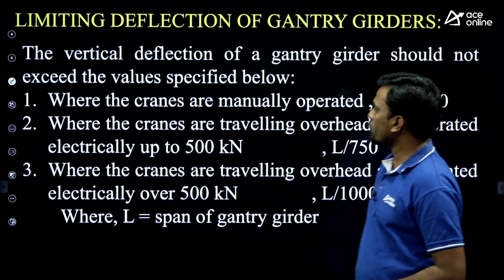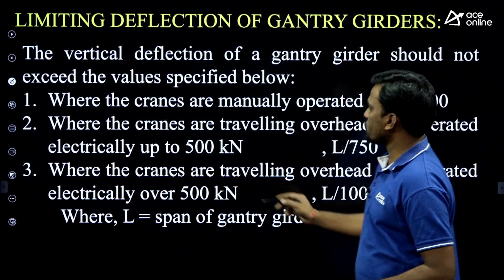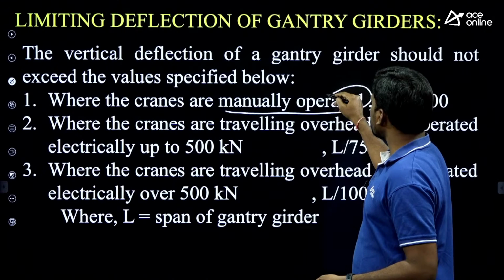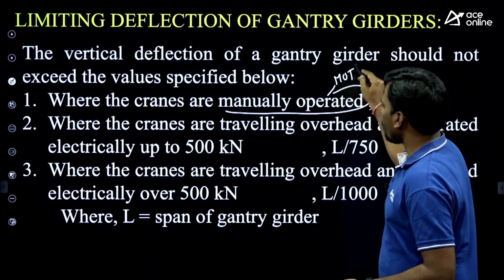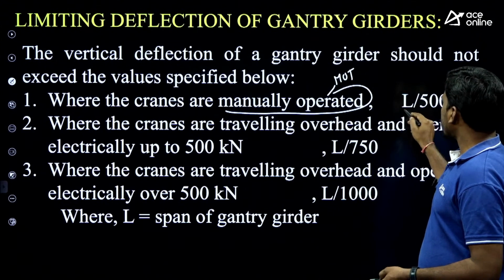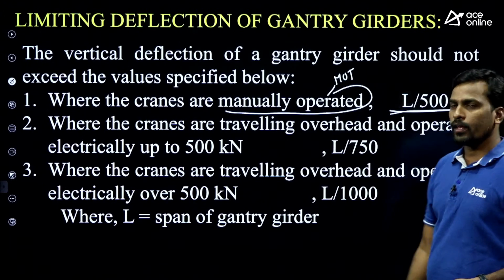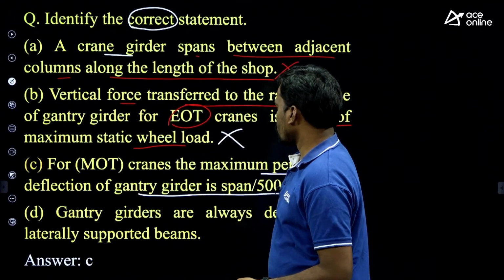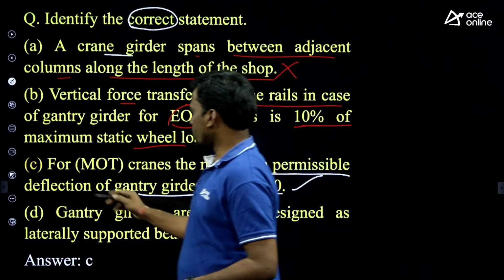Yes, look here. This is where the cranes are manually operated. This is MOT, manually operated. So what is the maximum deflection? Span by 500. So option C is correct.